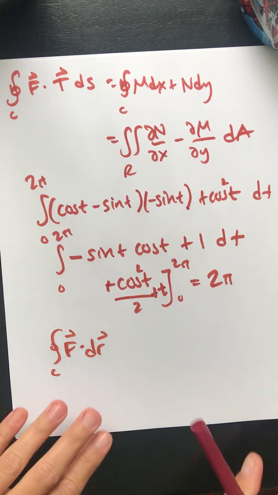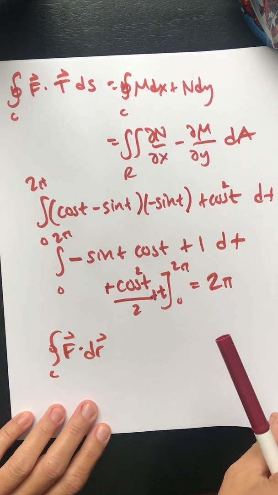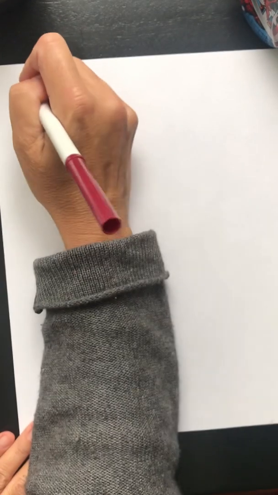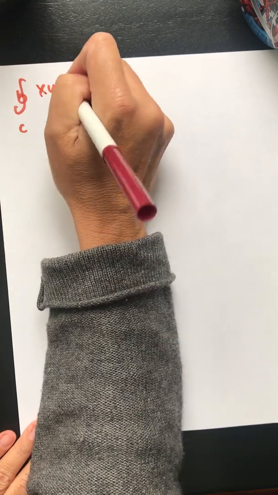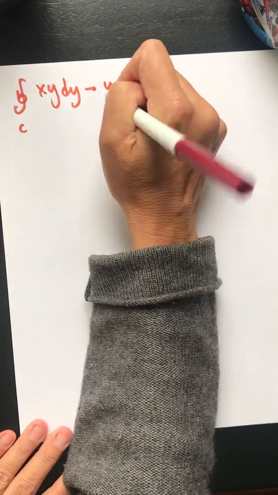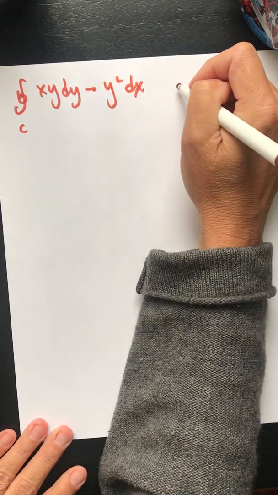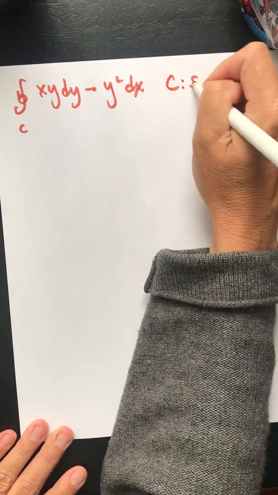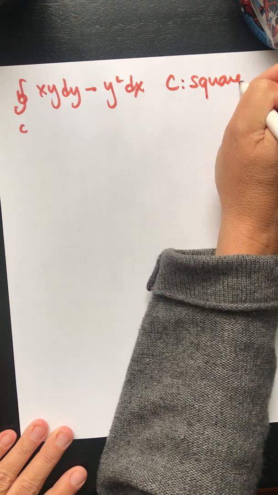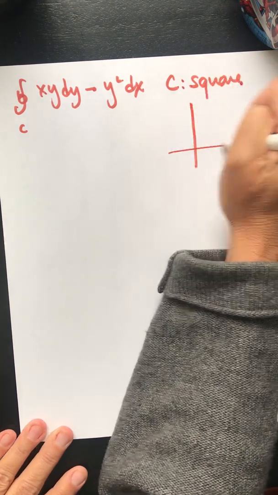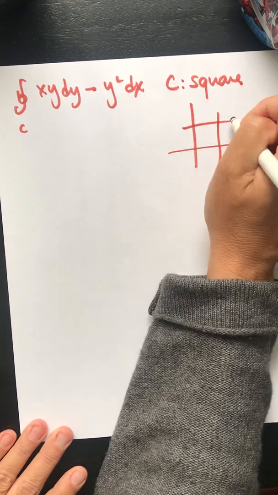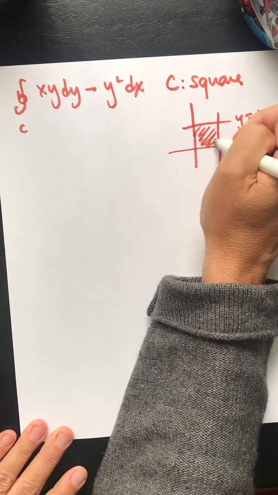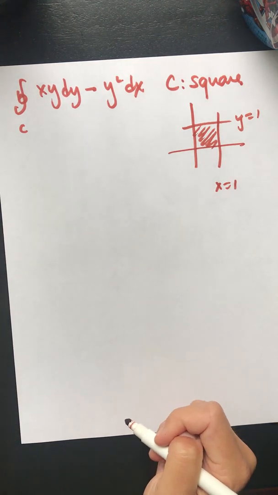So just a couple more examples, if this helps you sort of picture the way this is going. If I want to evaluate along a closed curve, xy dy minus y squared dx, and let's look at my curve as a square cut by x equals 0, x equals 1, y equals 0, y equals 1. So this is my region.